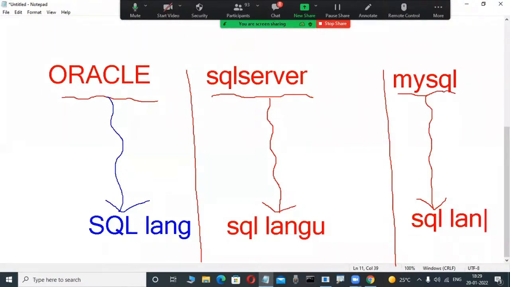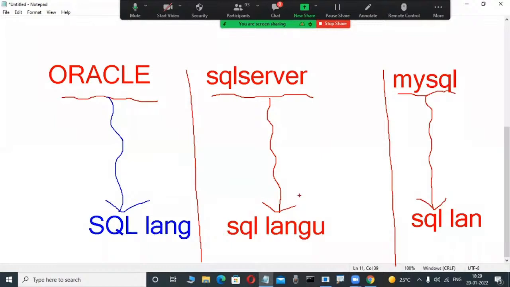Now what is my doubt? So many people attending this demo class have a doubt: are all these SQL languages the same or different? Whether you are working on an Oracle database product, or your friend is working on SQL Server, or another friend is working on a MySQL database product, all these persons are using the SQL language. But are all these SQL languages the same or different? Only one answer is correct.